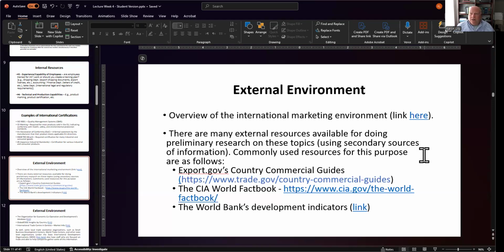If you want to start looking at the demographics, how advanced is the economy as far as spending, discretionary income that consumers have, safety, etc., the CIA World Factbook is a great site. Also, I've given you a link to the World Bank's development indicators. I hate to use the word advanced because it sounds denigrating, but it really shows where the economy is in development.